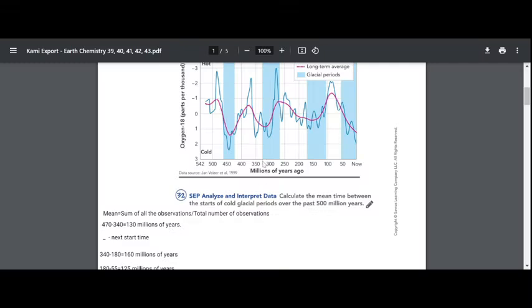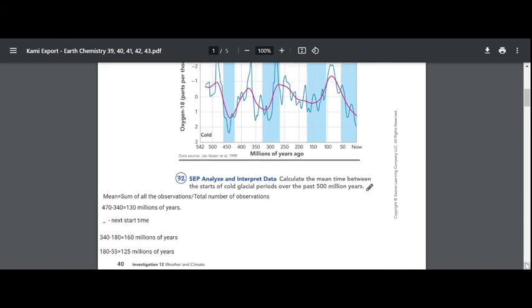Then we're going to take 340. We're going to estimate from 340 to 180, and we're going to take 340 and subtract 180, which equals 160 millions of years. And then again, we're going to estimate, this is about 180 right here, and this is about 55. So we're going to take 180 minus 55 and get 125 millions of years.